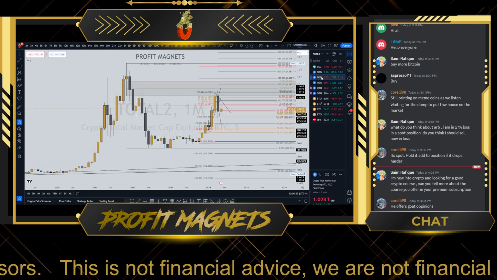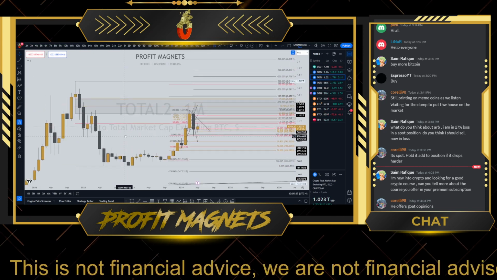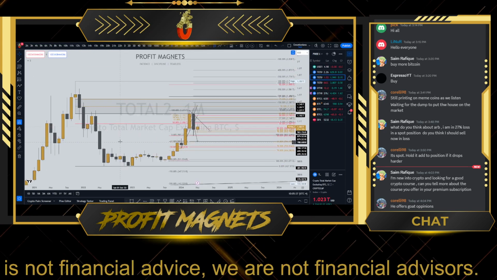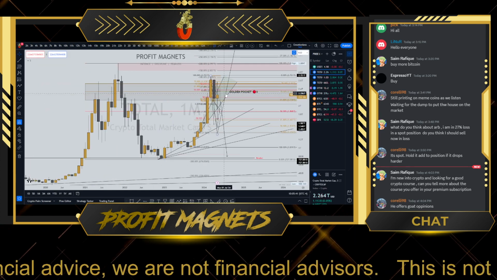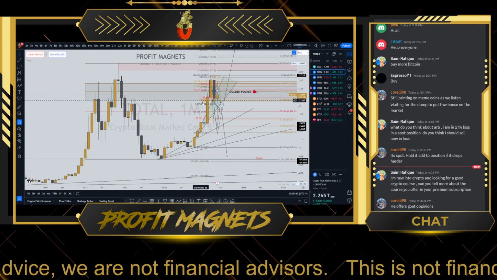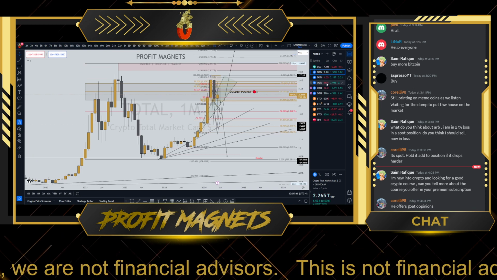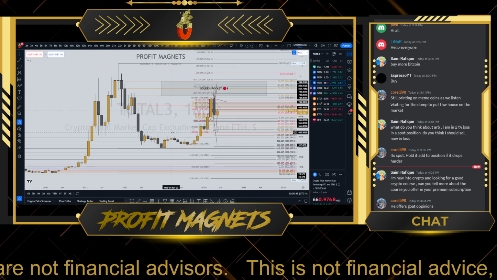If I go on the total 2, you see that we have already hit the overall bearish Fibonacci. It was just a mere retracement. You go on the total, same exact thing. We have hit the golden pocket. We are inside of it right now as we speak. On the total 3, however, we haven't done that.